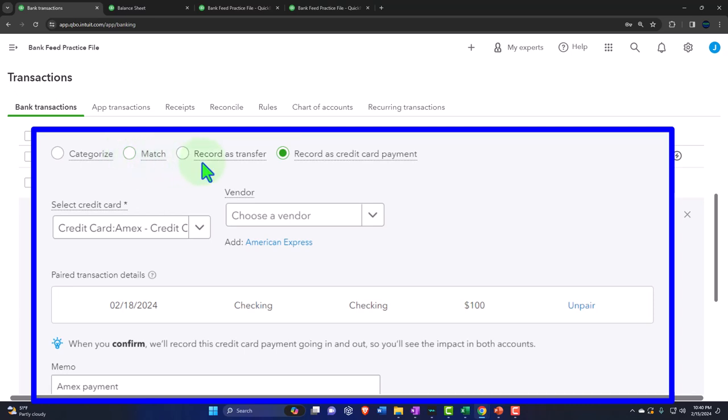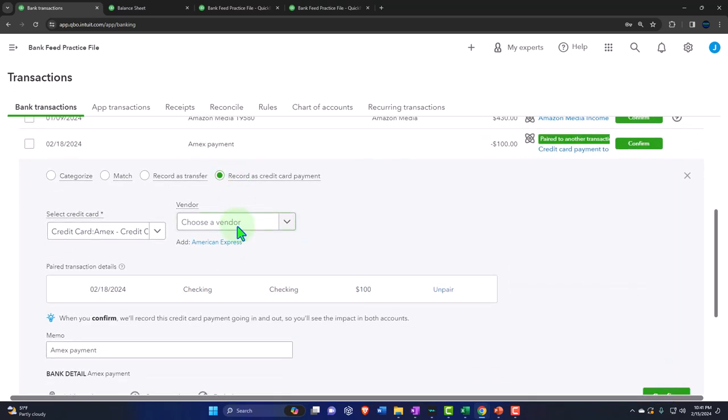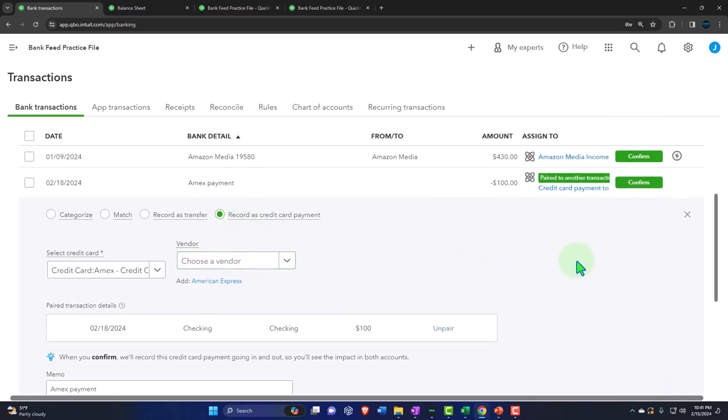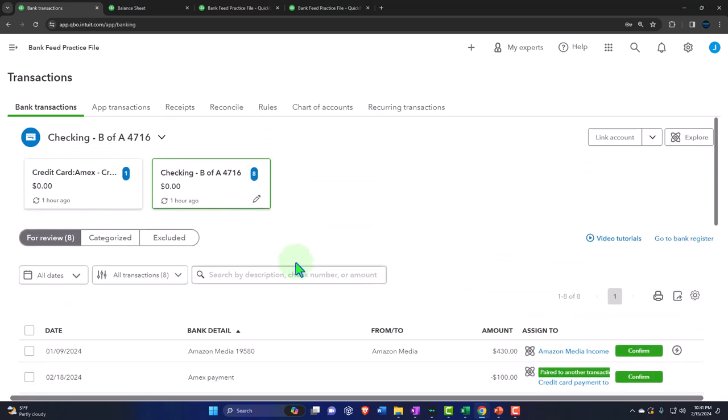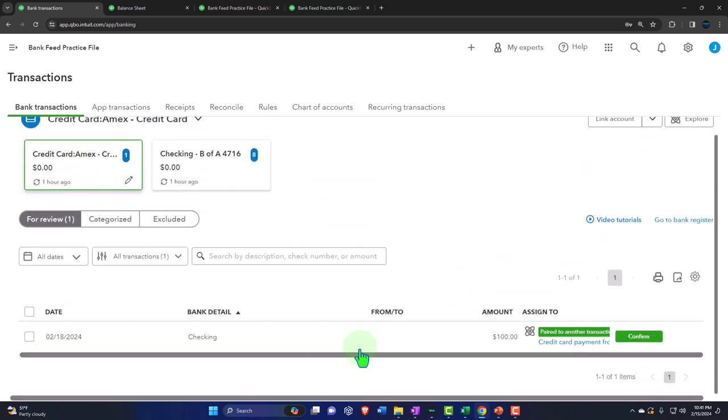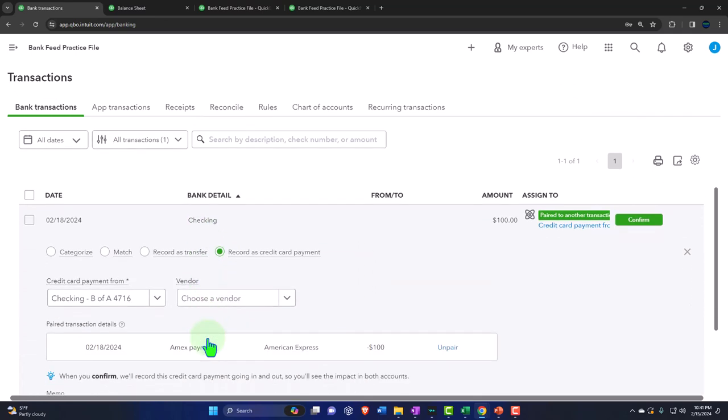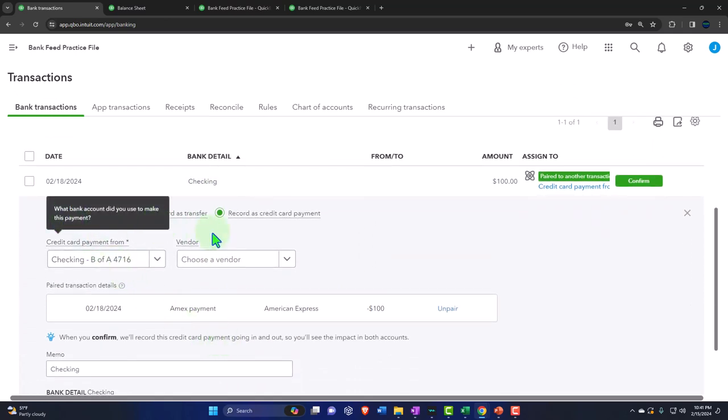And then the transfer is the one that we would use if it was going from bank feed to bank feed, usually from one checking account to another. And then the credit card, that's why it's going over here to record as a credit card payment. So if I save this, it's going to record as a credit card payment. So let's confirm it. Now, normally you could see it on either side. I could go to the credit card over here. I could see the same thing on this side. So here it's not a category, it's not a match record, it's going to the credit card.